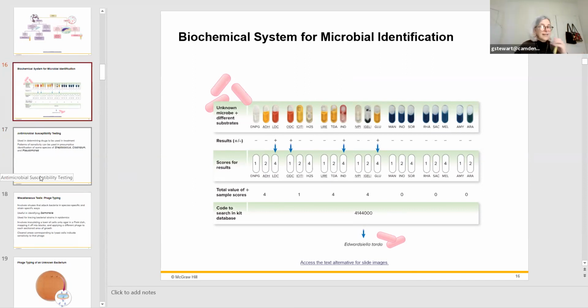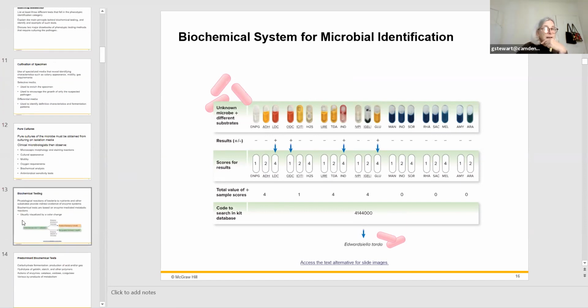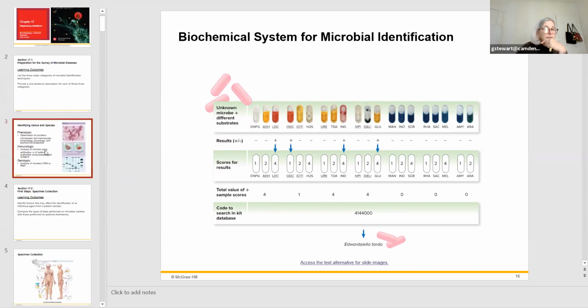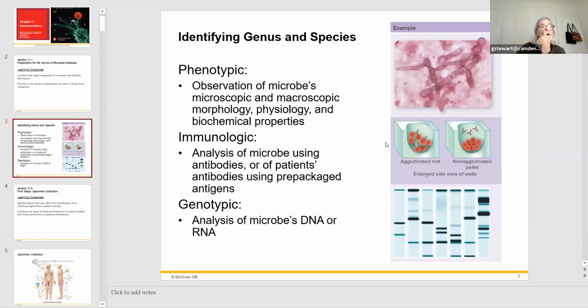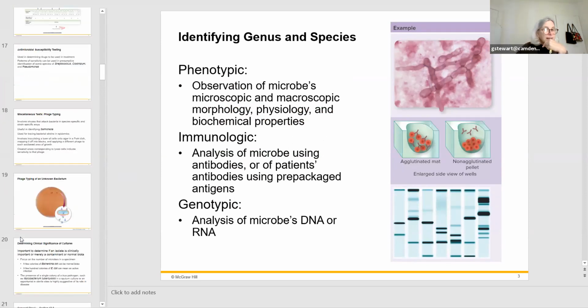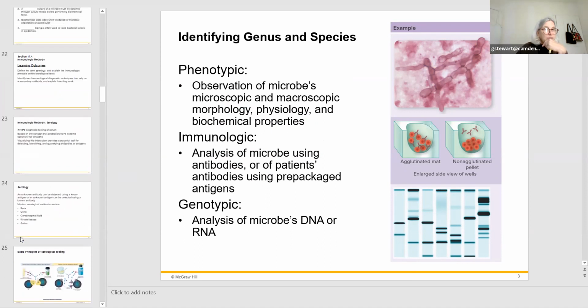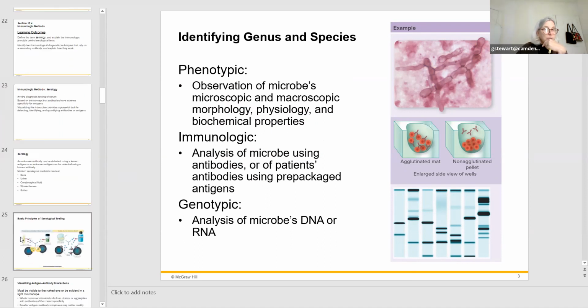All right. Now let's jump to some immunological testing. So it'll be the second block here. And the immunological testing is really advantageous for the clinical laboratory for a couple of reasons.